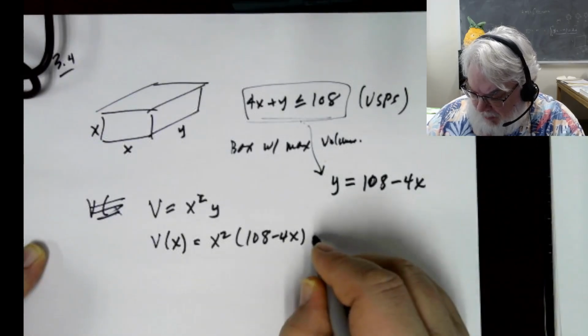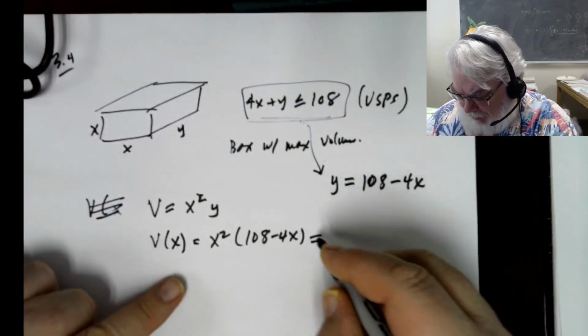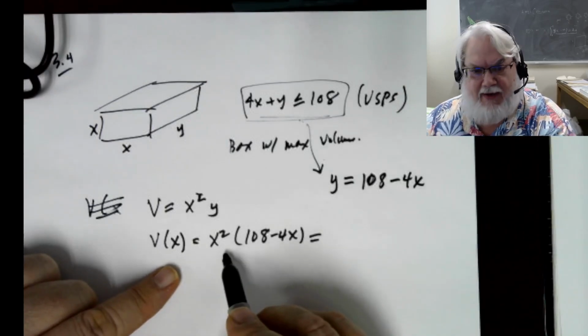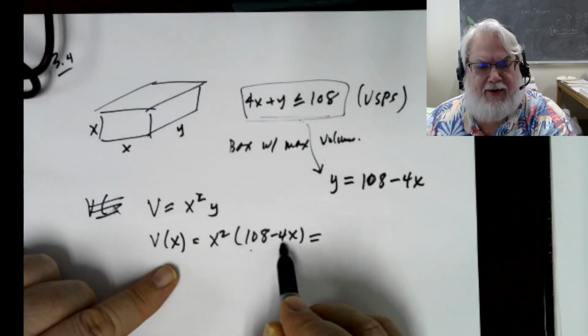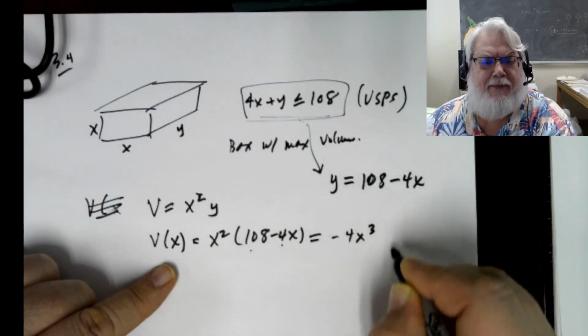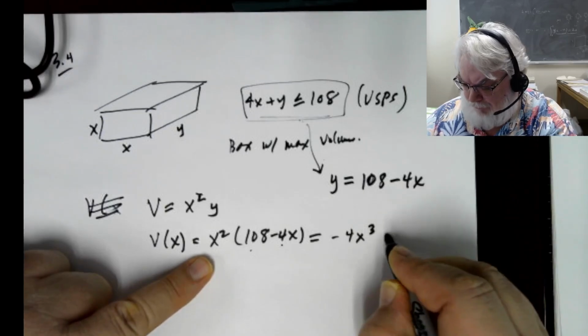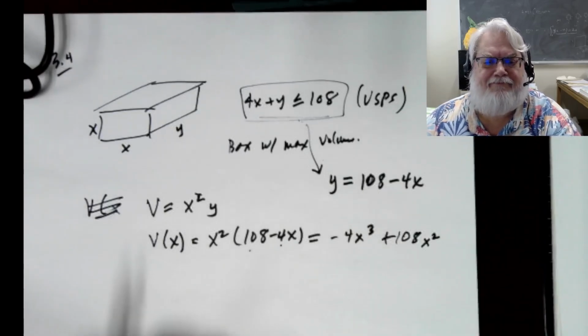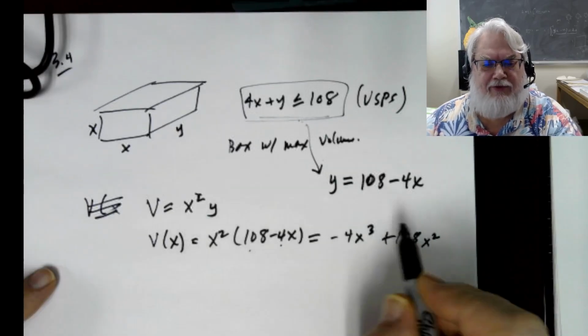Good. Just bringing the x squared through, because we're going to need to differentiate, right? We're going to take x squared times 108 and then x squared times minus 4x. I'm going to rewrite that as minus 4x cubed plus 108x squared. Good. So this is my function.